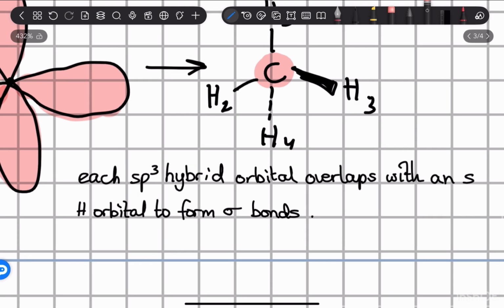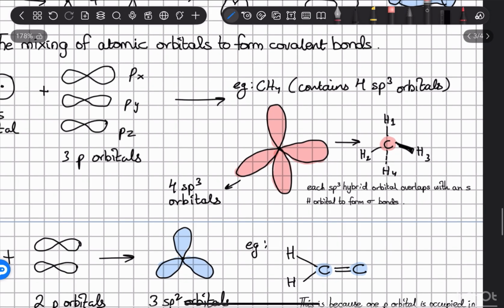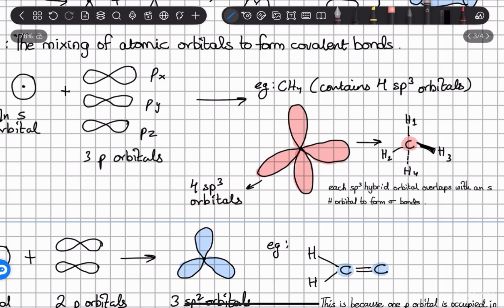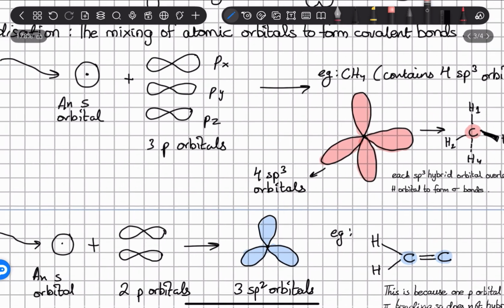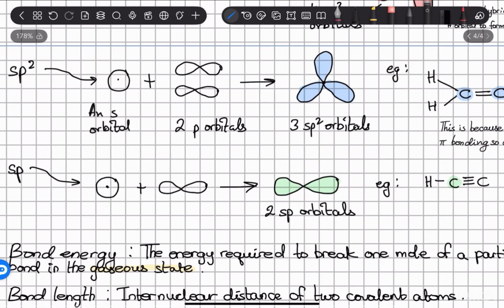So each sp3 hybrid orbital overlaps with an s orbital to form sigma bonds. So we know the CH bond is an sp3 hybridized molecular orbital, and that's what the explanation is about. So these four sp3 orbitals combine with the four s orbitals of these hydrogens respectively, and that's for the sp3. Now we're moving on to sp2.